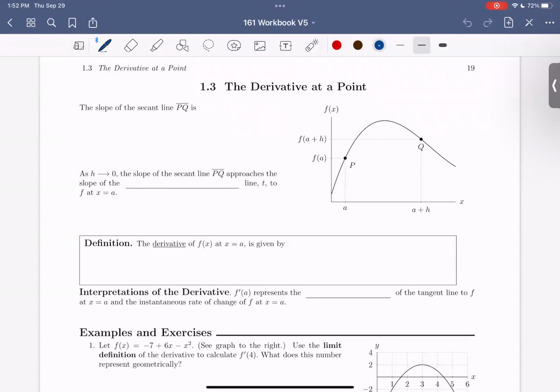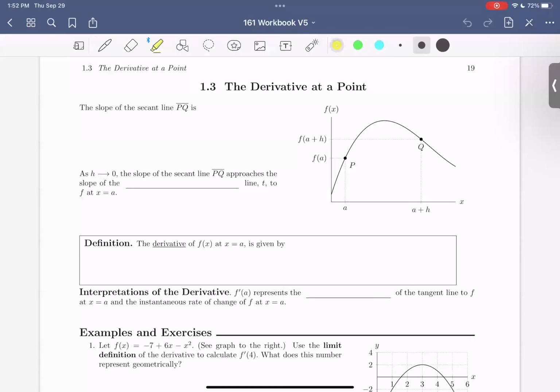Hello, everyone. In this video, we're going to go over section 1.3 of our notes on the derivative at a point on a curve. To get started on this idea of the derivative at a point, let's work up to it by first talking about secant lines on a curve or a graph.